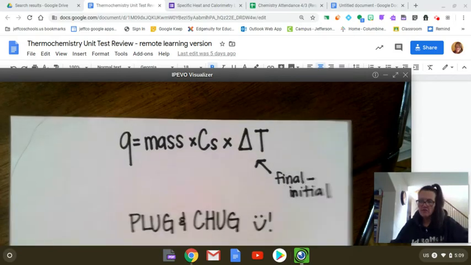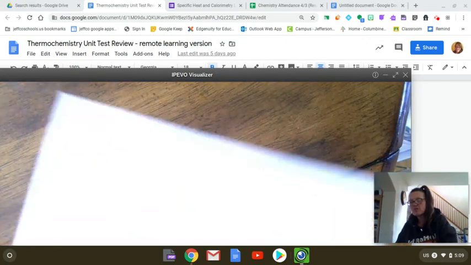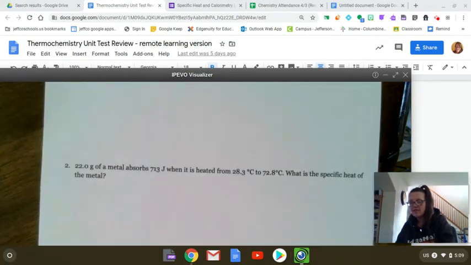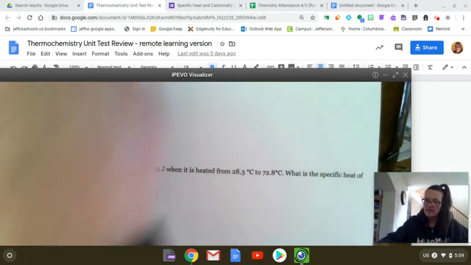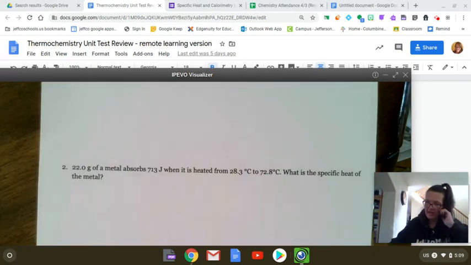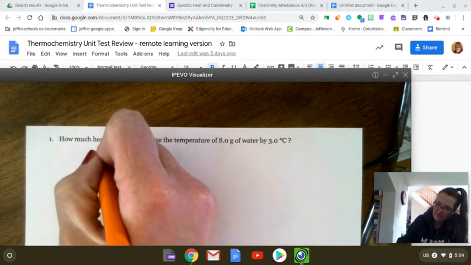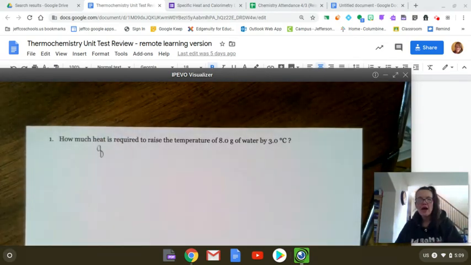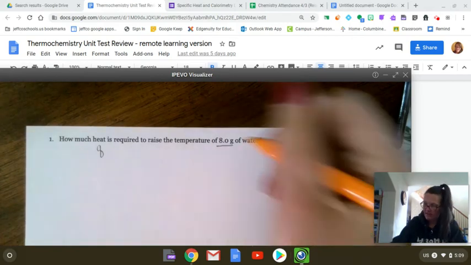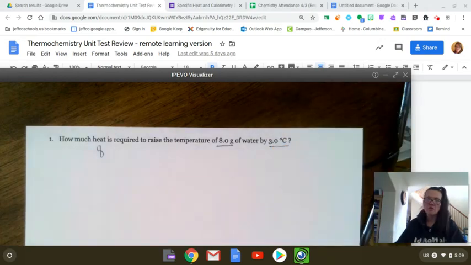Okay, so let's look at a couple of examples. You guys, of course, had some practice problems to do over this and then a lab, and then there are 3 problems on the review. So we're going to check out a couple of them right now. So it says how much heat, so remember we're going to represent heat with a Q, is required to raise the temperature of 8 grams of water, so that right there is my mass, by 3 degrees Celsius. So we're changing the temperature by 3 degrees Celsius, okay?